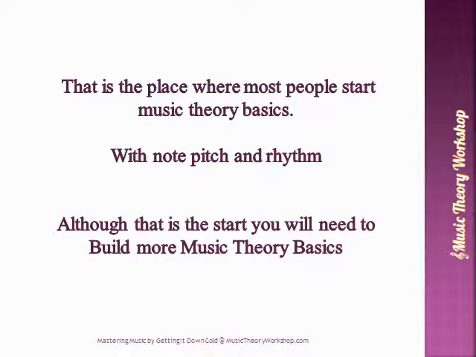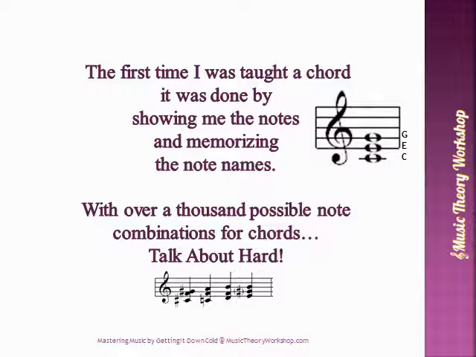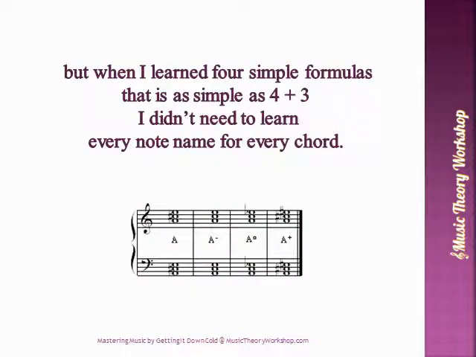Although this is the start, you will still need to build more music theory basics. The next steps involve stepping into more complex structures and learning formulas to define key signatures, scales, and chords. The first time I was taught a chord, it was done by showing me the notes and memorizing the note names. With over 1,000 possible combinations for chords, well, you want to talk about hard? But when I learned 4 simple formulas, that is as simple as 4 plus 3, I didn't need to learn every note name for every chord.